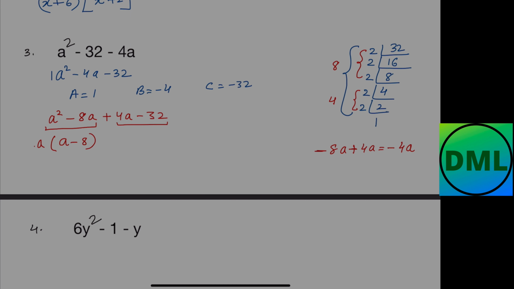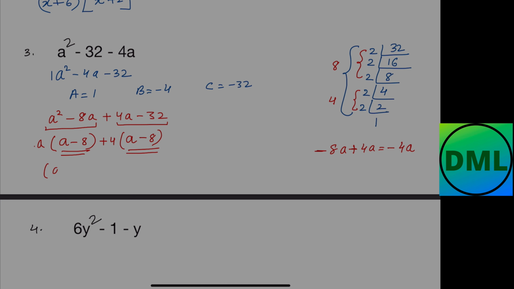Close the bracket. What is common between plus 4a and minus 32? 4 is common. Plus 4 is common. Let's write down plus 4 as a common factor. Out of 4a, 4 is outside, you are left with a only. Let's write down a. Out of minus 32, 4 is outside. Let's divide minus 32 by 4. Your answer is 8. Let's write down minus 8 here. As you can see, these two factors are same.